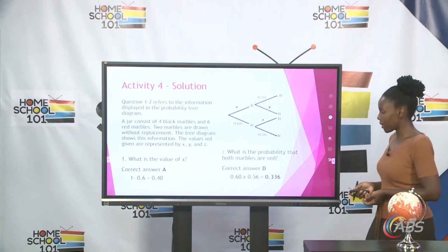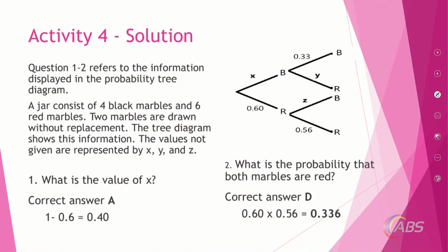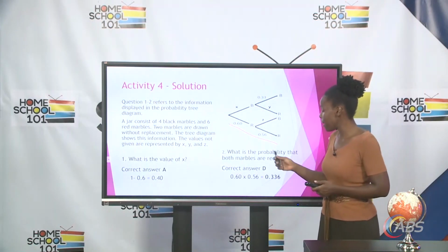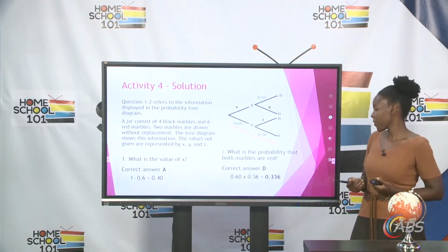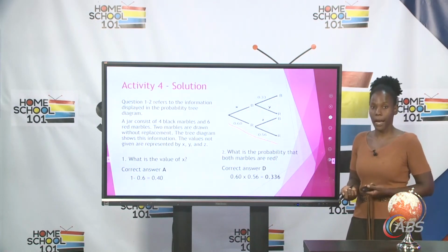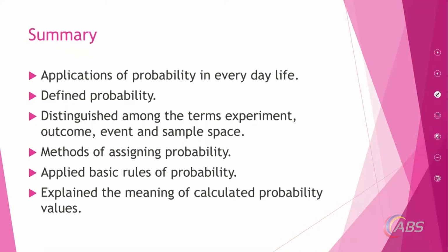Then for the second question, it states, what is the probability that both marbles are red? What we would have to do is to look along the branch where we have both marbles being red. So as we can see along here, both marbles are being red. So therefore, what we would need to do is to multiply the probabilities. So it will become 0.60 times 0.50, and that would give us a value of 0.336, so the correct answer would have been D. So this concludes our class for today.